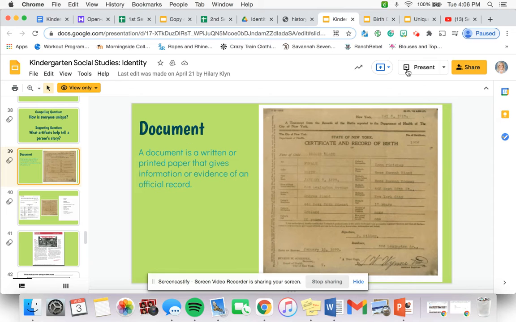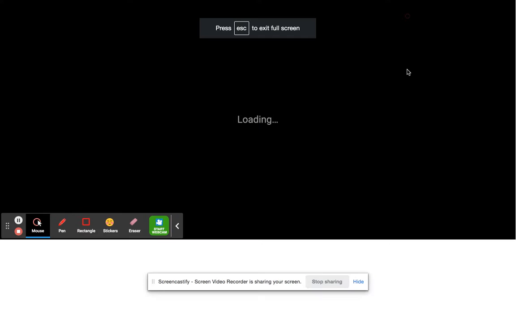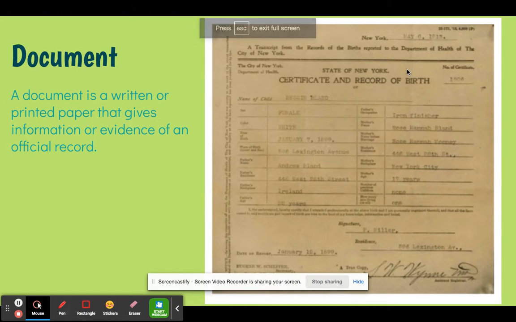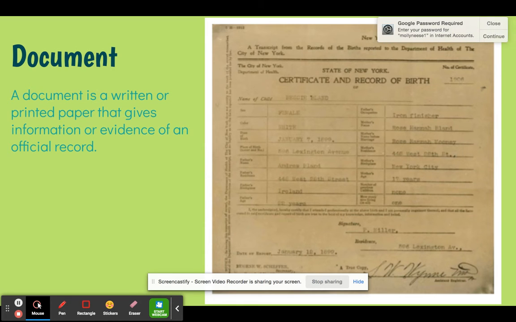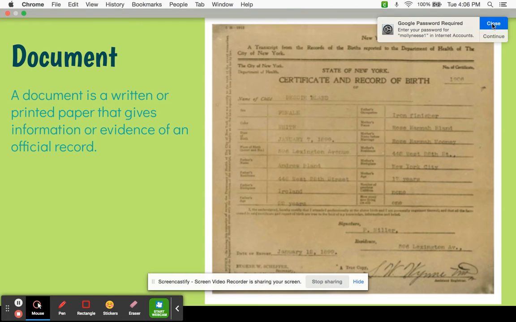All right, let's get into our lesson for today. This is a document. And a document is a written or printed paper that gives information or evidence of an official record. And this kind of document is called a birth certificate. This is the birth certificate of Bessie Bland. And a birth certificate is a kind of document that can help tell a person's story. This is Bessie Bland's birth certificate.